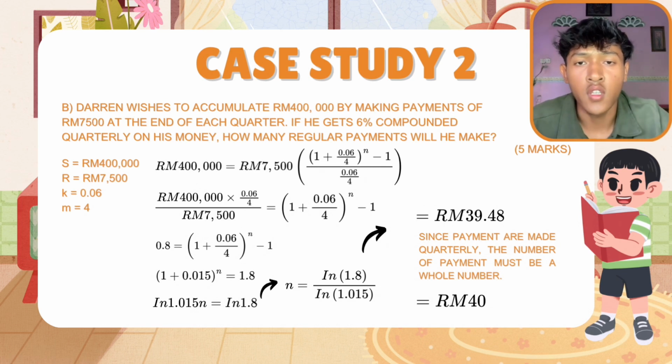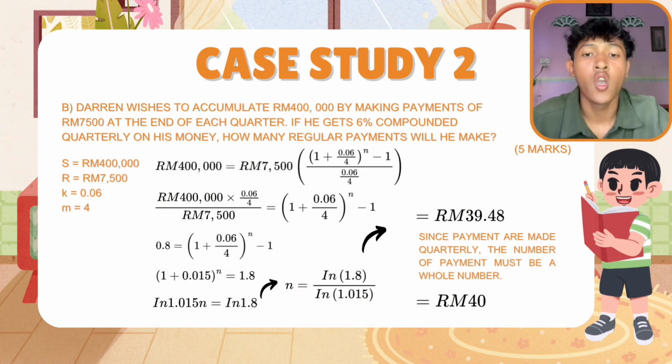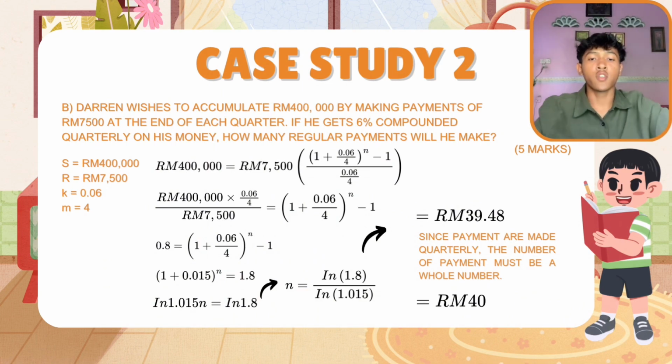So the answer is 39.48. The answer cannot be left like this because the payments are made quarterly. The number of payments must be a whole number. So we got the final answer of 40.